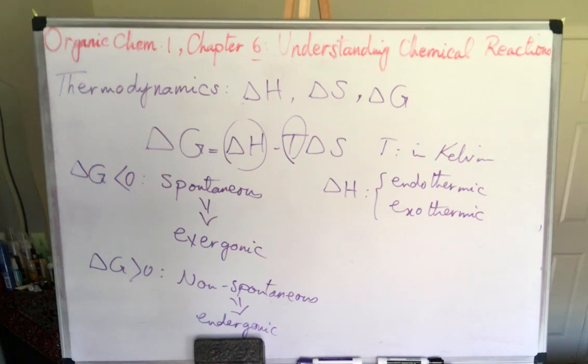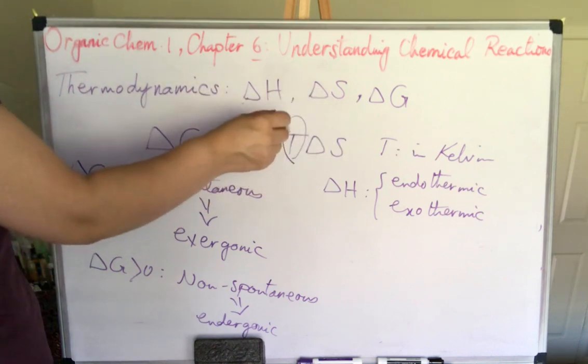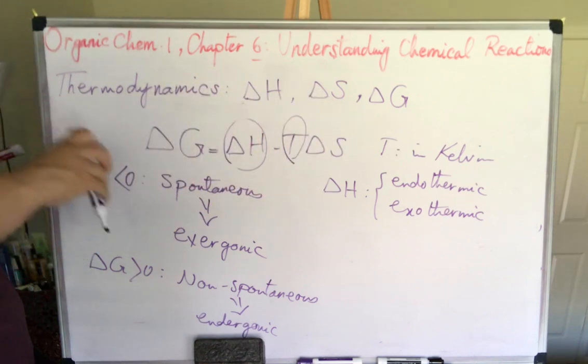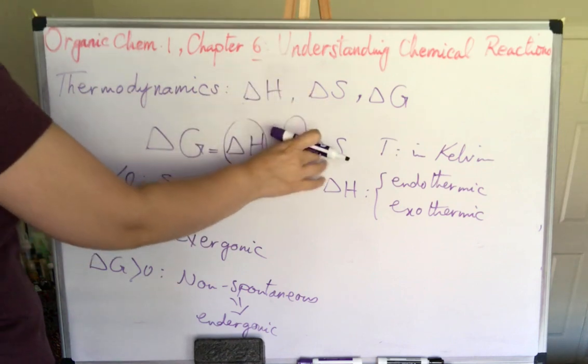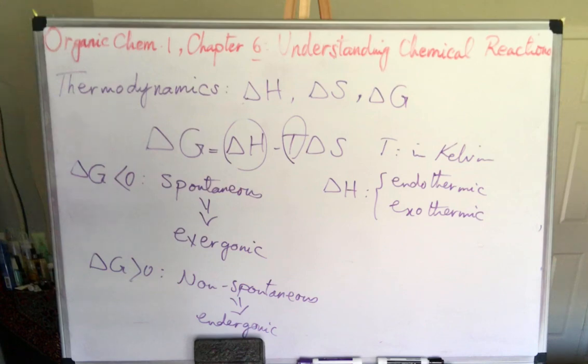So spontaneity depends on both delta H values, delta S values, and also the temperature. At higher temperatures, delta S rules. At lower temperatures, delta H rules. So it seems like we need to have more data for delta G. All right, work on this. In the next video, we will switch to kinetics.